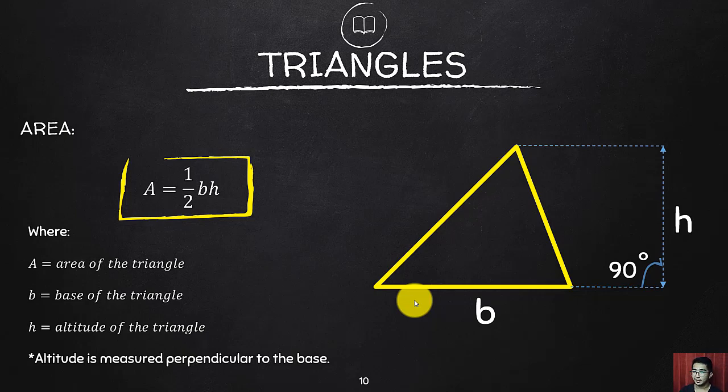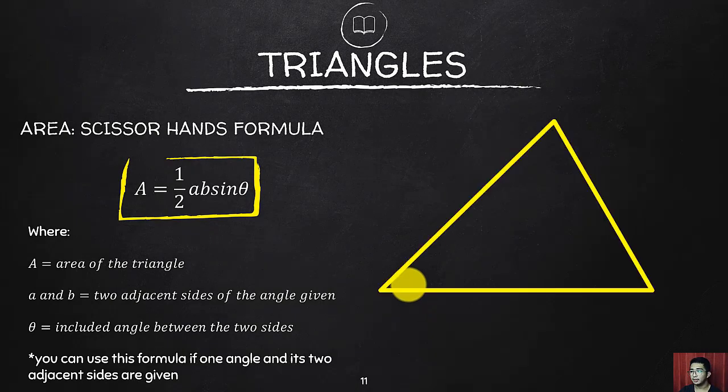Next we have your scissor hands formula. This one is used when you have an interior angle and two adjacent sides. This one is very good because it can be used in a majority of cases for triangles, whether it be a right triangle or an oblique triangle. However, you must satisfy this condition: the angle and the two adjacent sides to it must be given. If not, then the scissor hands formula cannot be used.